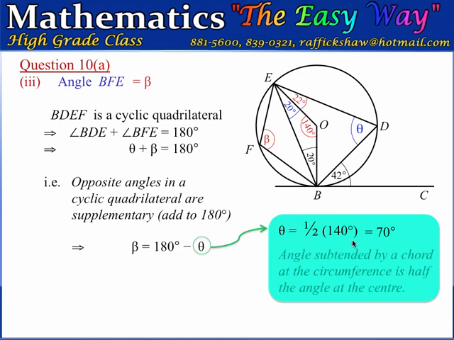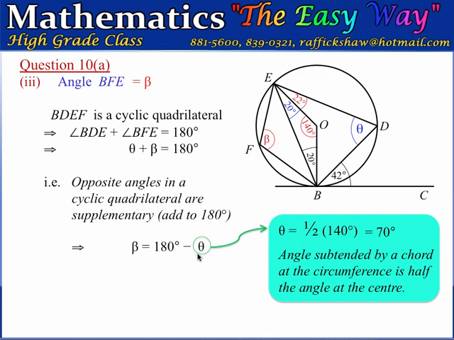And this is because the angle subtended by a chord at the circumference is half the angle that it subtends at the center. Theta is 70 degrees because this 140 degrees is subtended by this chord at the center, and so the same chord subtends half as much at the circumference. And therefore, theta, as we said, is 70 degrees.